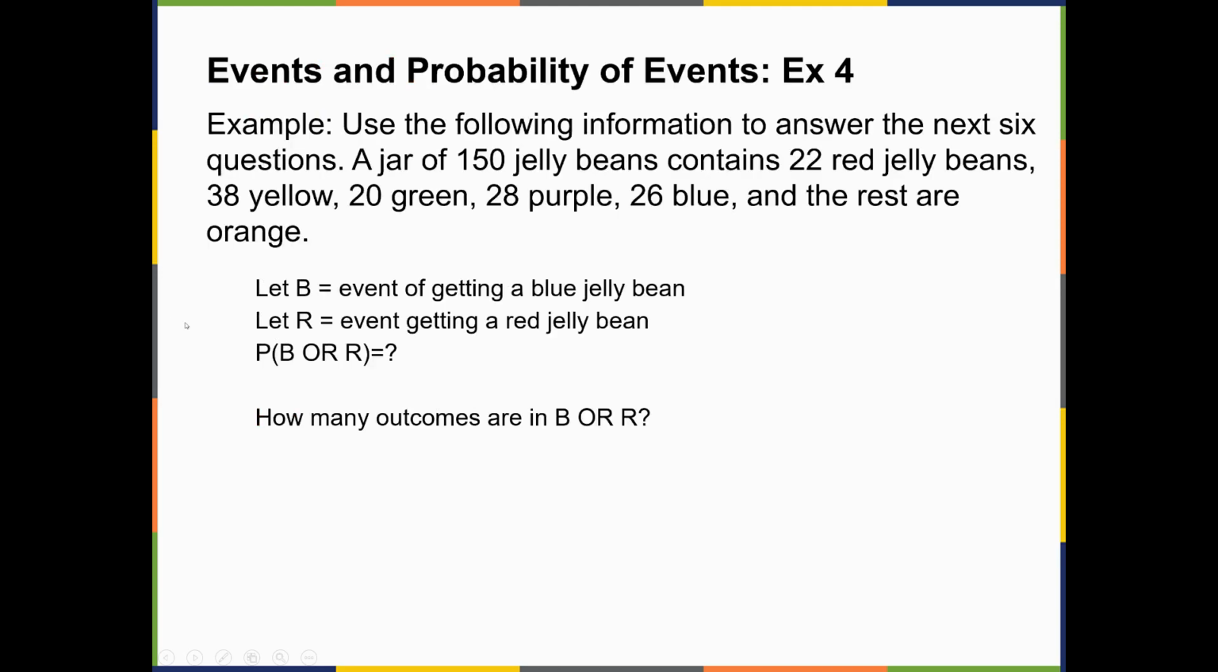Let's do an example using our jelly beans. Let's let B be the event of getting a blue jelly bean, and R be the event of getting a red jelly bean. What is the probability of B or R? How many outcomes are going to be in B or R? Pause the video, write it down. All right. Did you come up with what I got? The probability of being B, there's 26 in B, and there are 22 in red, and we have 48 of those total out of 150. So the probability of being blue or red is going to be 48 out of 150 or 8 out of 25.